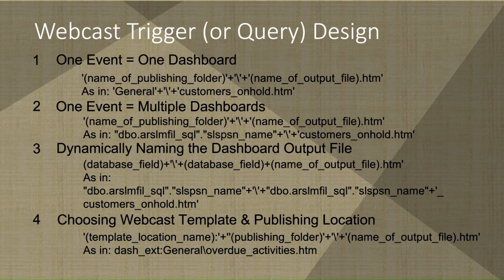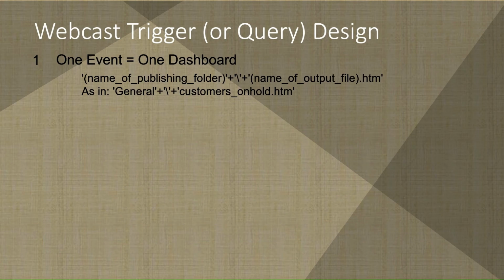The first type of trigger we will look at is the one event, one dashboard. If an event is going to generate a single dashboard, you should hard code the location and name of that dashboard within the trigger itself. Take an example of a customers on hold dashboard that displays a list of all customers on credit hold. You might decide to store this dashboard file in a folder called General, and you wish to call that output file customers_on_hold.